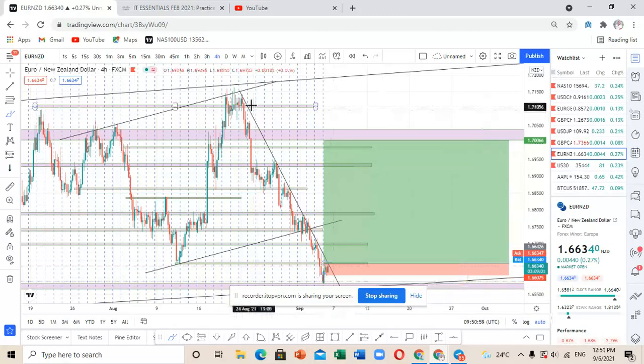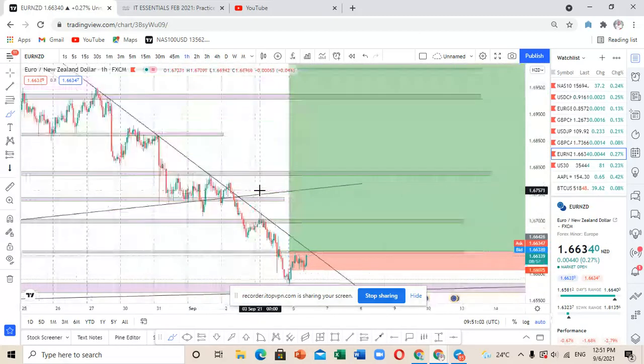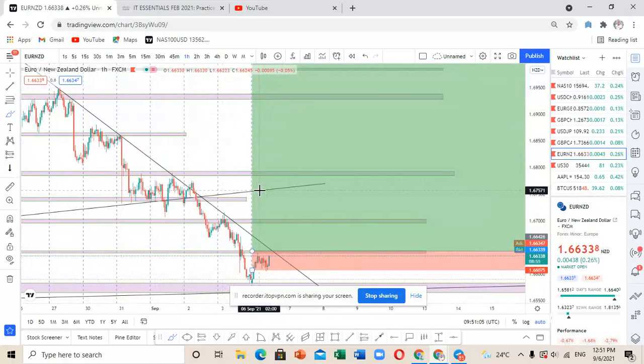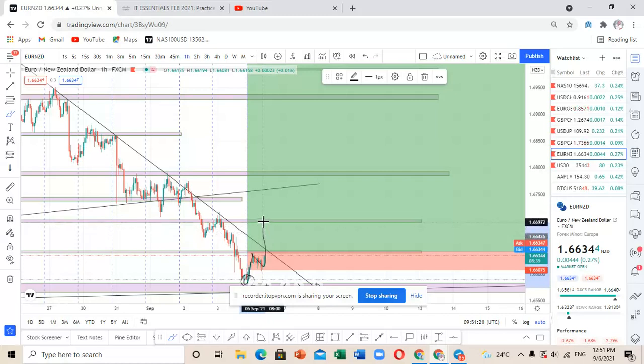So that is it. So let me just move on to the 1 hour time frame so that you can have a clear view of what I'm trying to say. You can clearly see that after the market made a touch to these areas that are here, the market came to this point, made a touch, moved to the downside a little bit.